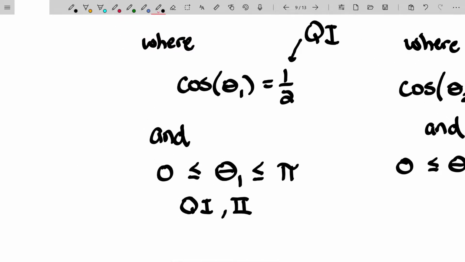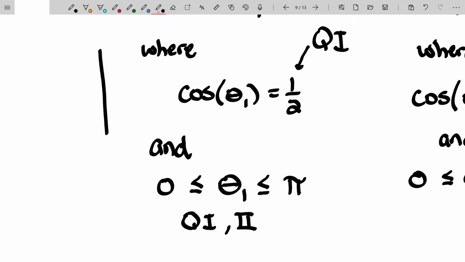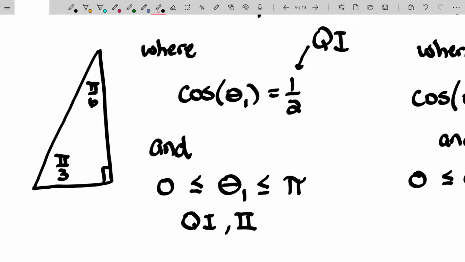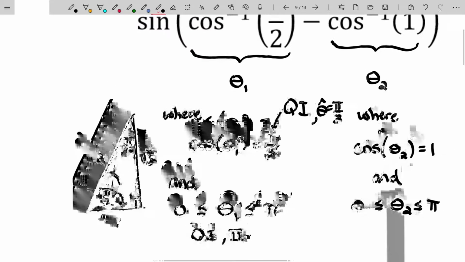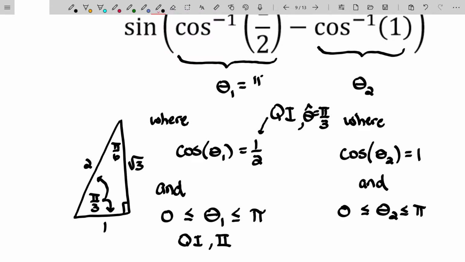Not only that, but I've seen this ratio 1/2 before. If I draw out my special triangle, my pi over 6, pi over 3 right angle triangle, 1, 2, root 3, the angle adjacent to the side 1 with hypotenuse 2 is going to be pi over 3. So I'm in quadrant 1 and I have a reference angle of pi over 3, so my actual angle is pi over 3. So I happen to know that theta 1 is pi over 3. It's a quadrant 1 angle and it measures pi over 3 radians.